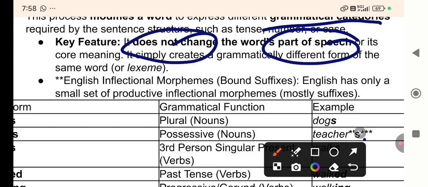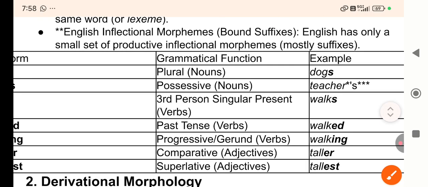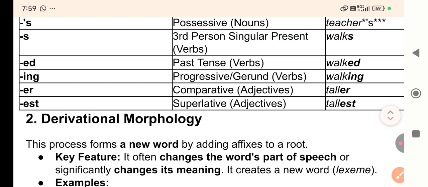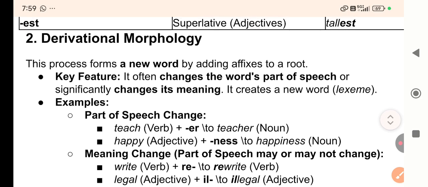This is very important. So dog, dogs, that's a noun, noun. Teacher, teachers, noun, noun. Walk, walks, verb, verb. Walking is a verb. Tall and taller are adjectives; it remains an adjective, comparison. So the grammatical category can change, but the meaning or part of speech does not change. So that's very important for inflectional.